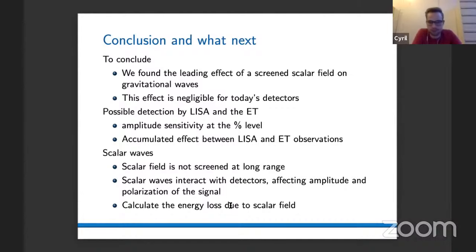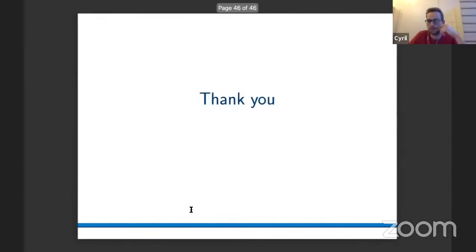And something else that we can do that we didn't look at is the energy loss due to this extra scalar field. Then we could compare the data with pulsar timing or the solar system, where we calculated the energy loss due to gravitational waves with great precision, and we observed it with great precision as well. So we might be able to also see a discrepancy there, or to constrain those theories. Thank you.